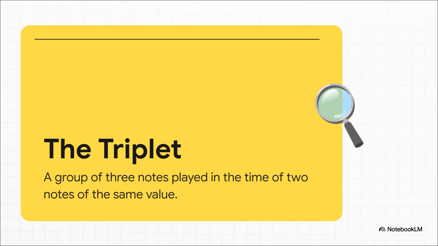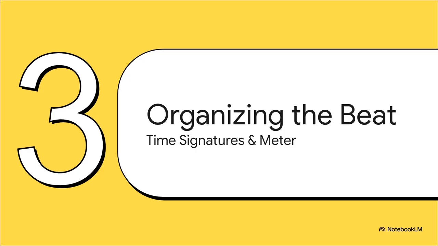Instead of a straight 1 and 2 and, you get that awesome rolling triplet feel. You hear it everywhere, from jazz to classical music. So we have all these rhythmic words now, notes, dots, triplets, but how do we organize them into sentences? We need a blueprint, and in music, that blueprint is the time signature.